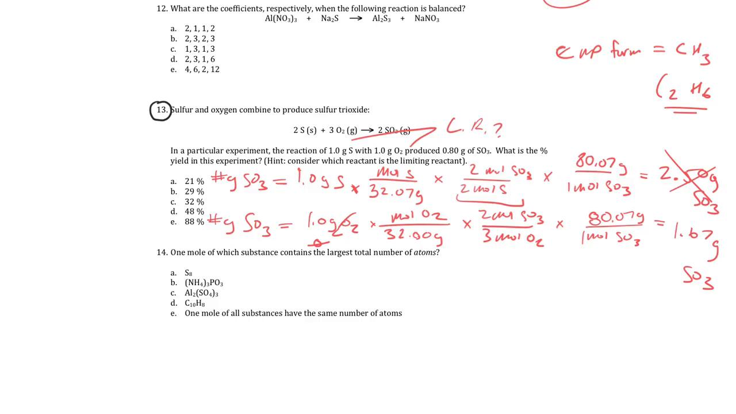So sulfur is going to be my excess reactant. We could ask how much of it remains, but that's not asked in this question. We're asked the yield, the percent yield. So if I take the 0.80 grams that we obtained, divide by the theoretical yield times 100%, that's a little less than 50%. So that should be the 48%.